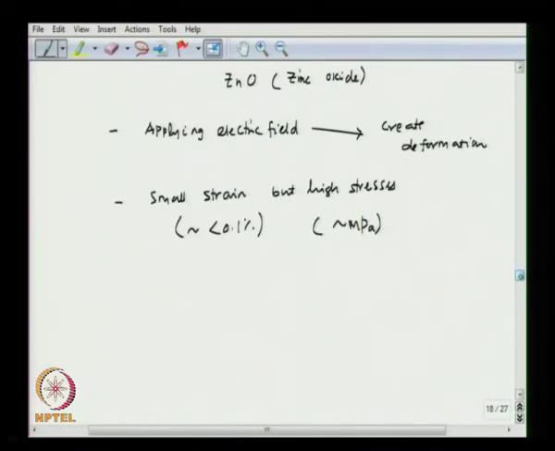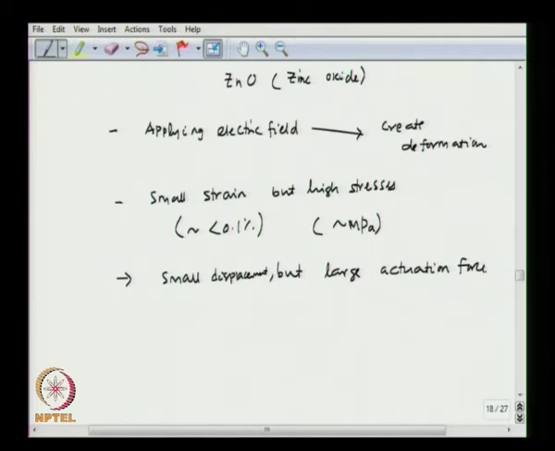So, the application would be where we need small strain, so small displacement, but large actuation force.